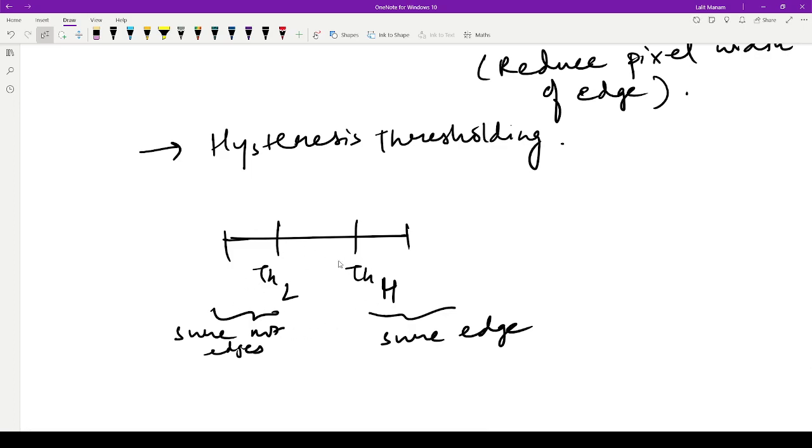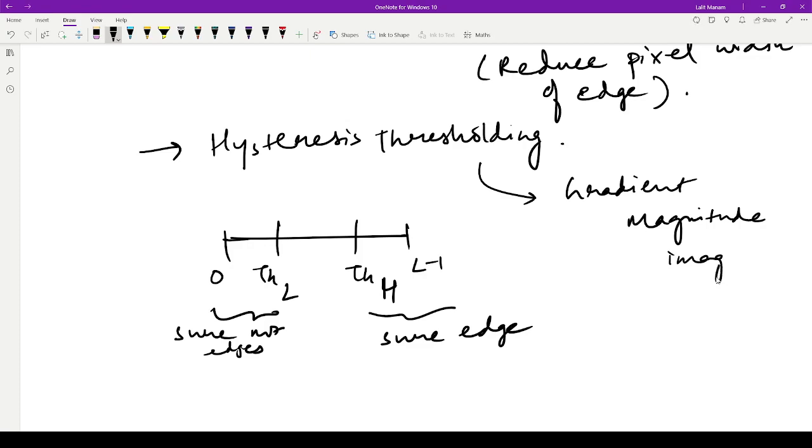Threshold is applied on what? Gradient magnitude. Again, all things are done on the gradient magnitude image. I'm saying image because again it's a matrix. So you apply this to the gradient magnitude image, and these middle ones are the doubtful ones.